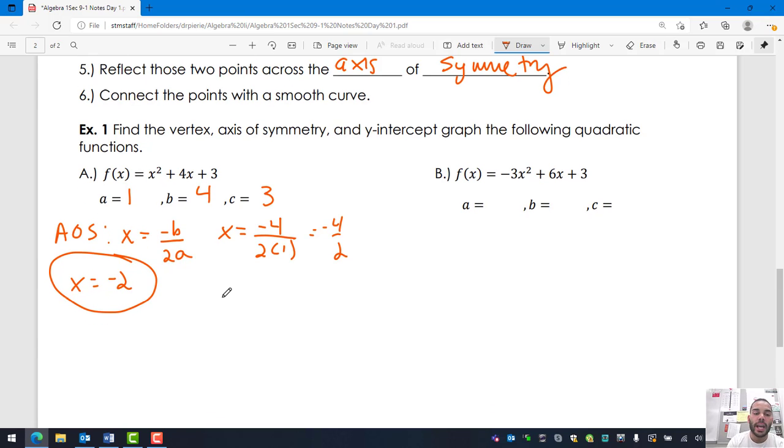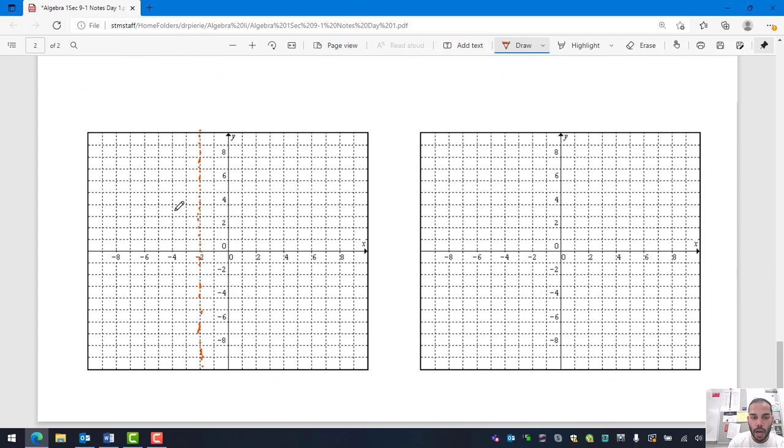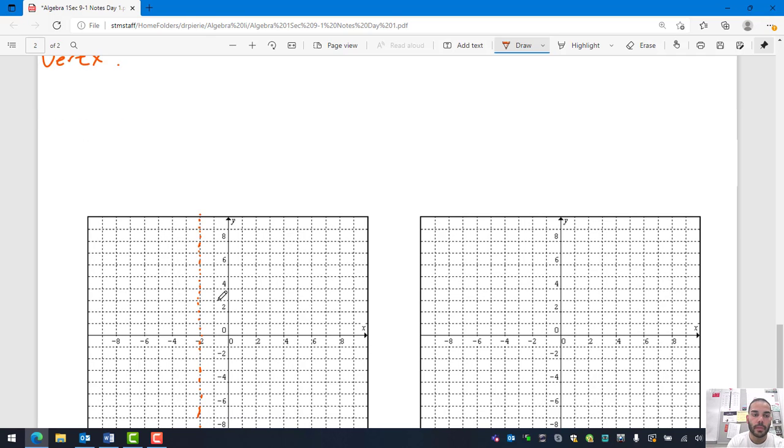After you find your axis of symmetry, you're going to find the vertex. It's either the top of the frowny or the bottom of the smiley. Your vertex is always going to have an x coordinate and a y coordinate. And your vertex is always going to be somewhere on top of this dotted line that you drew right here. It's always going to be somewhere on the axis of symmetry.